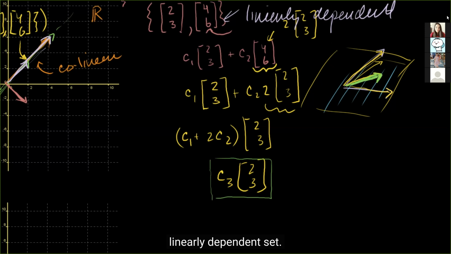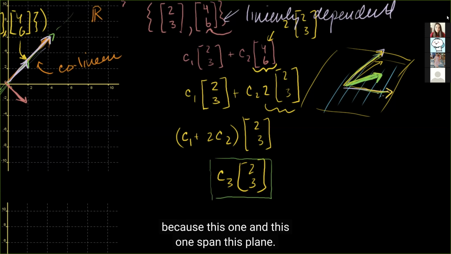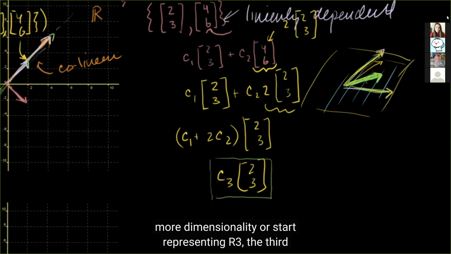This one can be represented by a sum of that one and that one, because this one and this one span this plane. In order for the span of these 3 vectors to get more dimensionality or start representing R3, the third vector will have to break out of that plane.